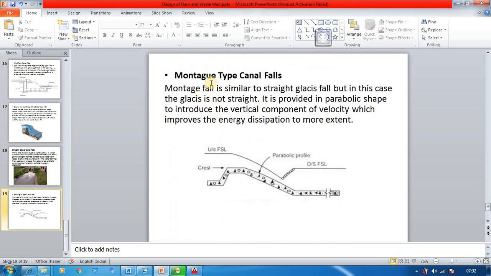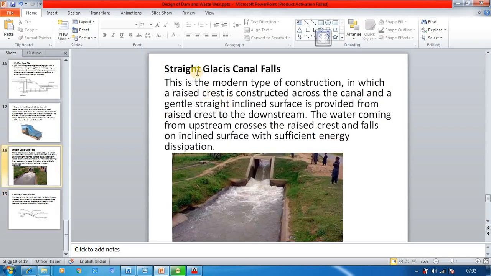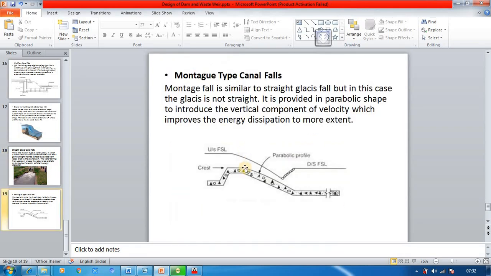The picture I am showing is the Montague, whereas for the straight glacier fall, the difference is here it will be straight. In Montague type of canal fall, the crest will be raised and water will be allowed to flow on this curved glacis, whereas in the straight one this will be straight, and so water will be allowed onto this sloping ground, and energy will get dissipated like this, so that the abrasion will not take place.